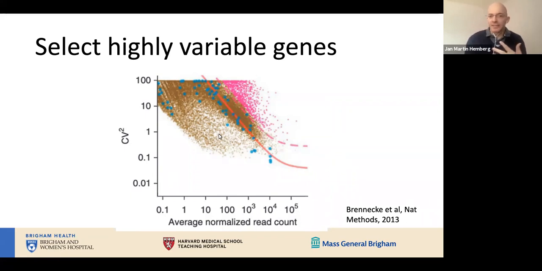What you can see here is that each dot represents a gene, and you look at the mean expression versus the normalized variance. The red line here represents the average trend, and we're interested in the genes that have higher variance than you would expect by this trend. These are the pink ones that show up here. What's worth pointing out is that the blue dots correspond to these ERCC spike-ins.